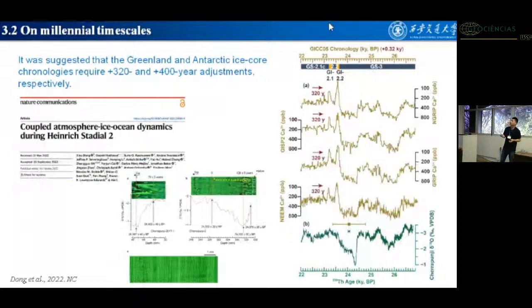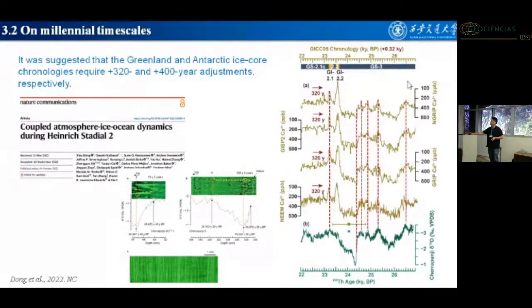Another work is during the Heinrich 2 event. The first author, Xiyu Dong, is sitting there. If you have more questions, you can ask him directly. This record is from India, Cherrapunji. We can see its structure during Heinrich 2 has a very good relation with the calcium record from Hungary and also other ice core records.